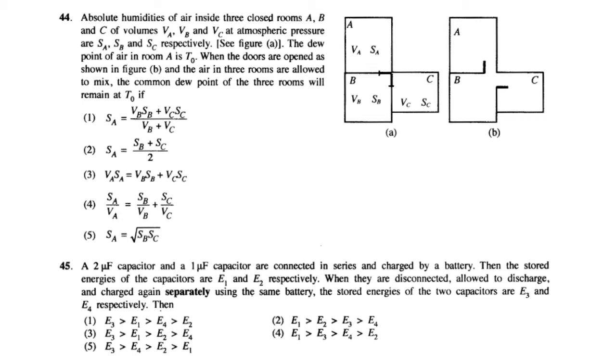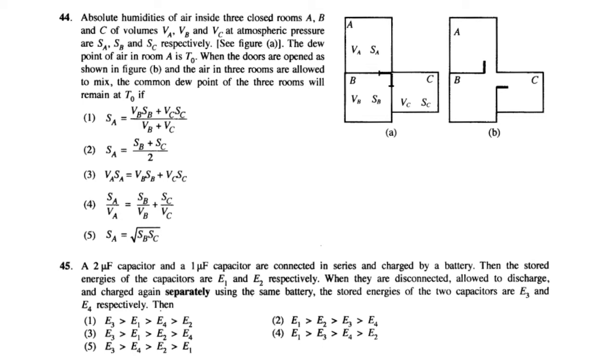Volume of the A room is VA and absolute humidity of air in the A room is SA. Absolute humidity of air is defined as the mass of humidity per unit volume. Now we take the mass of the humidity in room A is MA. Then we can write MA over VA equal SA. Accordingly, for the other rooms, we can write MB over VB equal SB, MC over VC equal SC.